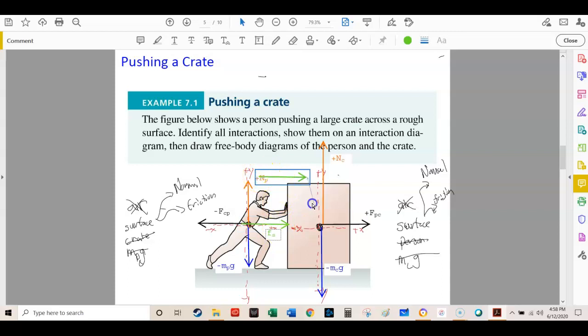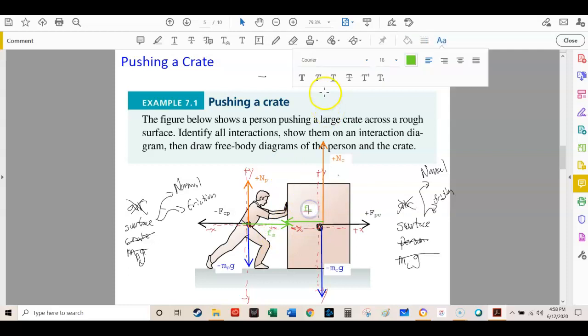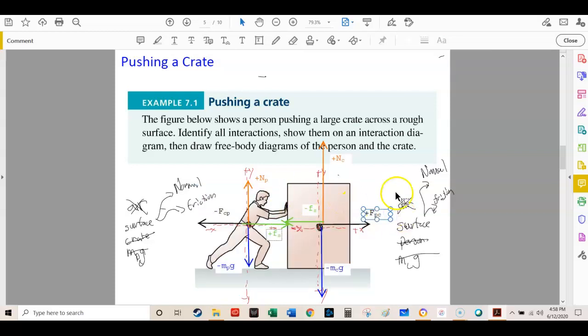the crate is also going to have a frictional force on it, opposite its direction as well. So it's going to have a friction working on it to the left, which is going to then be negative. And this friction, even if it's positive and you know it's positive, still put the plus in there. Okay? So you're going to get a force diagram that looks something like this.